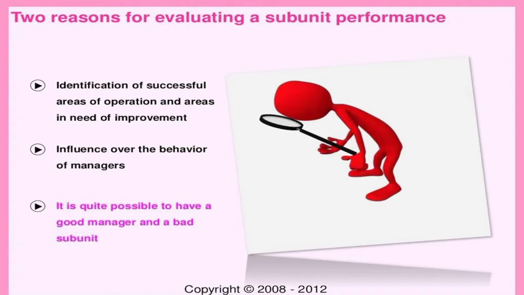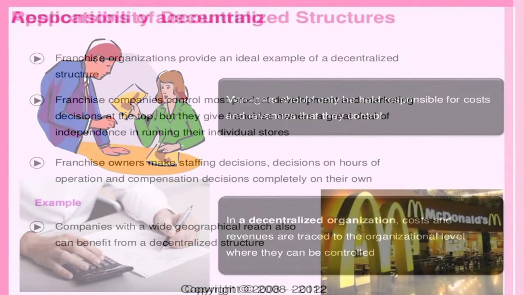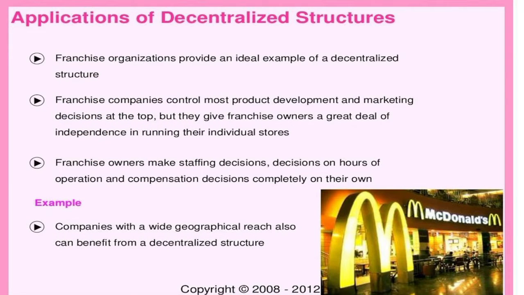Then reasons for evaluating the subunit performance, identification of successful areas of operations, influence, leave it. Responsibility accounting. Application of decentralized structures: where we are using this decentralized structure.